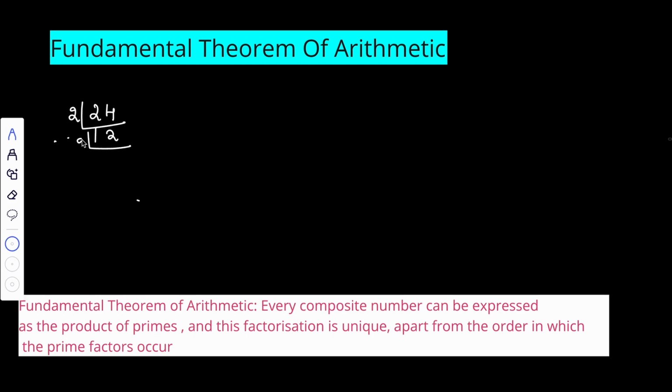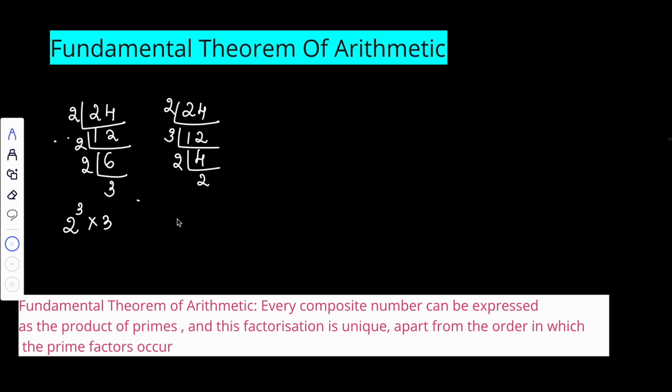2 twelves, 2 sixes, 2 threes. So we can write 2 cubed times 3, the prime factorization of 24. That same 24 we can divide by 2, 12 times. Then we can divide by 3 also. 4 twos are, 2 twos are, and what you can observe here is 3 times 2 was there. Here also we got 3 times 2. So 2 cubed times 3.